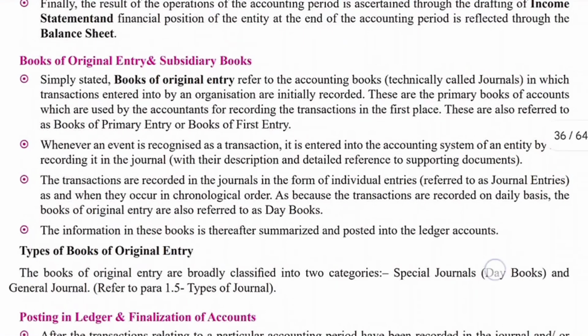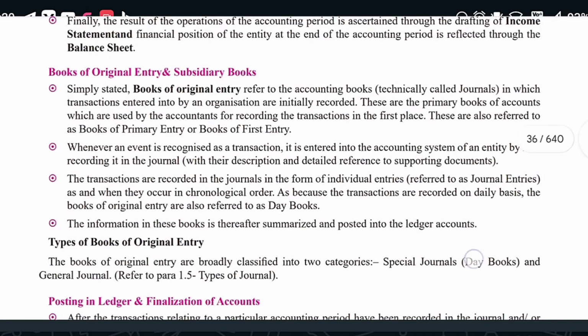Then the second last topic we have to talk about is books of original entry and subsidiary books. Let's see what it talks about. Books of original entry, also called journals, are the first point of entry for financial transactions in a company's accounting system. We have already discussed in our accounting cycle that after identifying the transaction, the next thing is to record it in the books of original entry. They are like the initial reception desk for transactions.